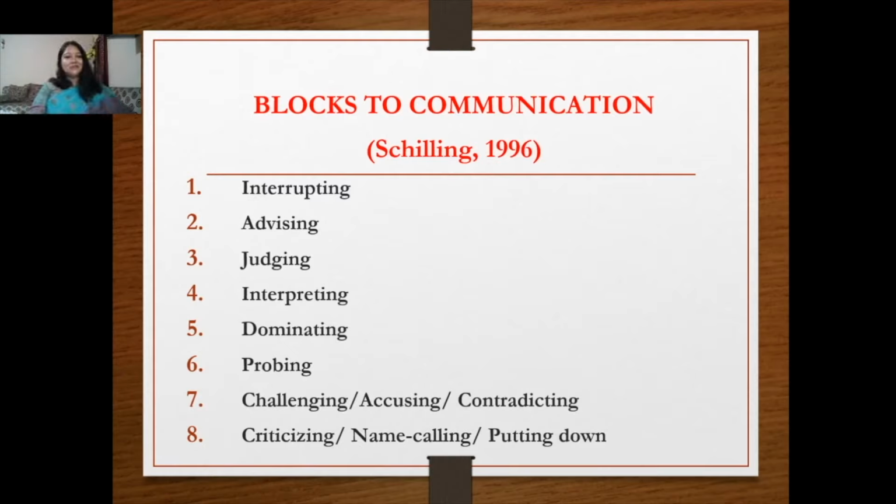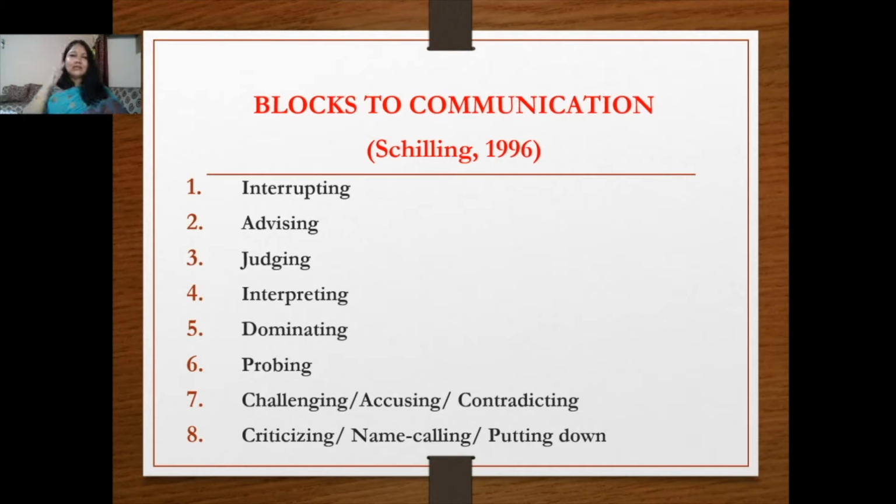Third, very common again, judging. As soon as the other person says something, we immediately assume in our mind that this is because of this, and we evaluate the person, and then we convey that evaluation to the other person, which may again impede or block our communication. Next is interpreting.